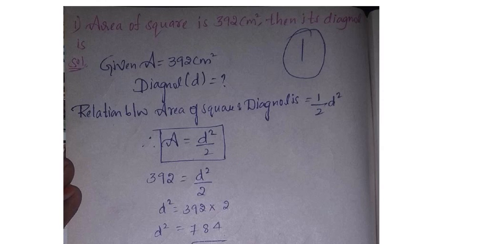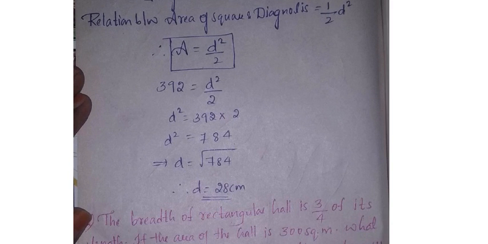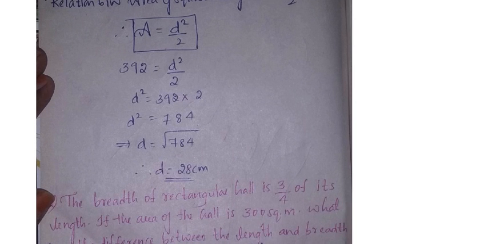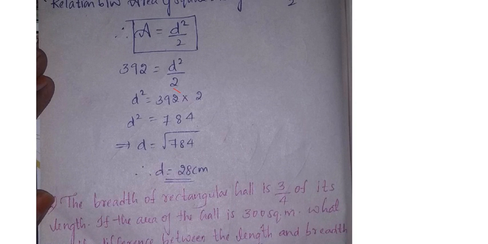In this formula can we substitute the values given? Yes. Now substitute, we will get the answer. The area value they gave is 392. So 392 equal to d square by 2, where d is the diagonal value we don't know. Now d square will be how much? If I send 2 to the other side, what will it become? 392 into 2. If we send division to the other side, it will become multiplication. If we send multiplication to the other side, it will become division.